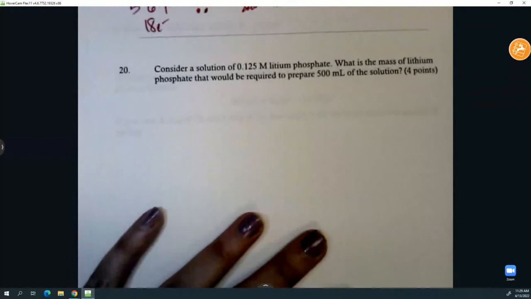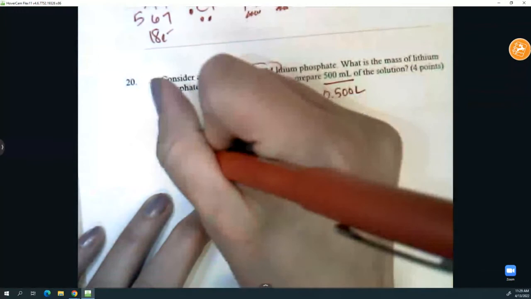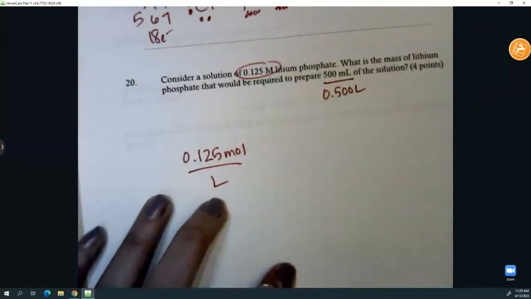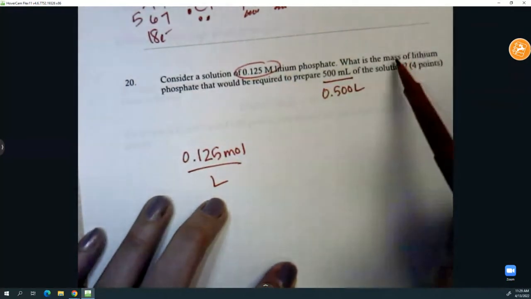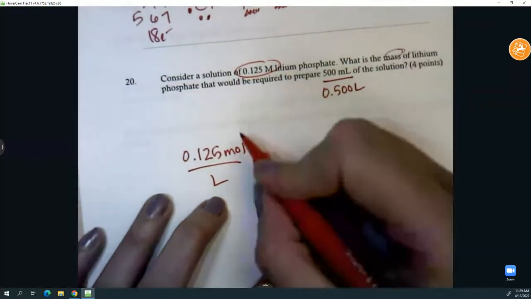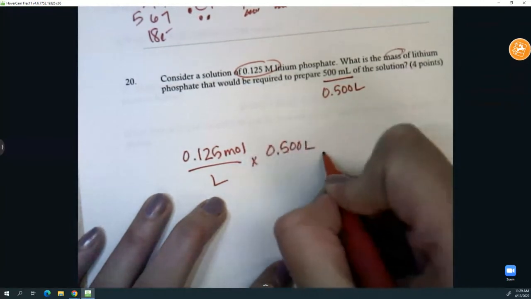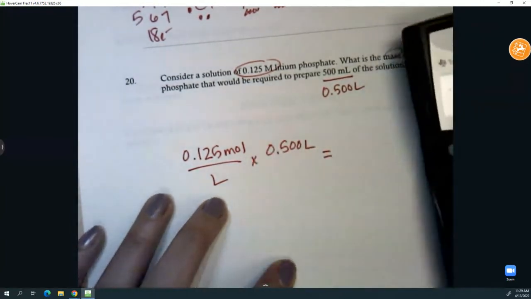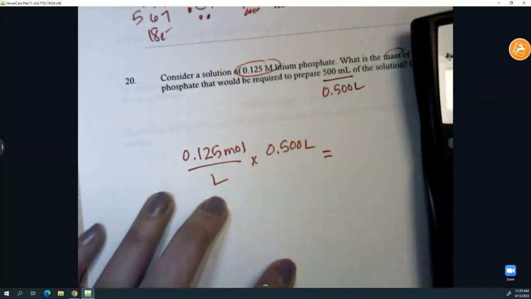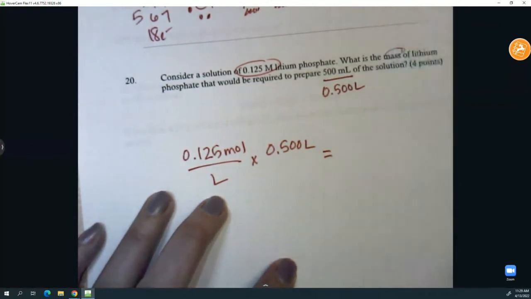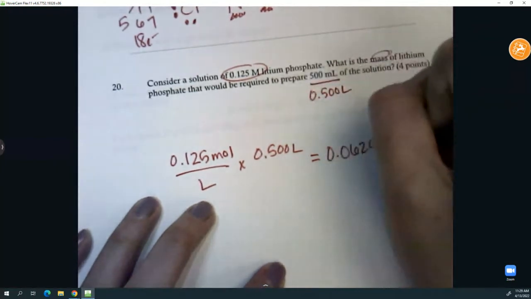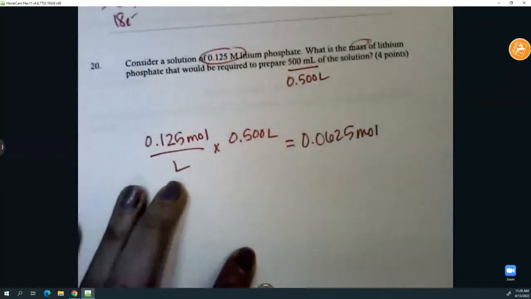All right, consider a solution of 0.125 molar lithium phosphate. What is the mass of lithium phosphate required to prepare 500 milliliters of solution? I'm going to go ahead and convert that right away to liters because I'm going to write this like that. So if I want just moles, which eventually I want mass, but moles will be a good start, I can just multiply. First time I've needed my calculator. Is that true? Wow. Way less than last exam, huh? All right, 0.125 times 0.5. So that's how many moles.